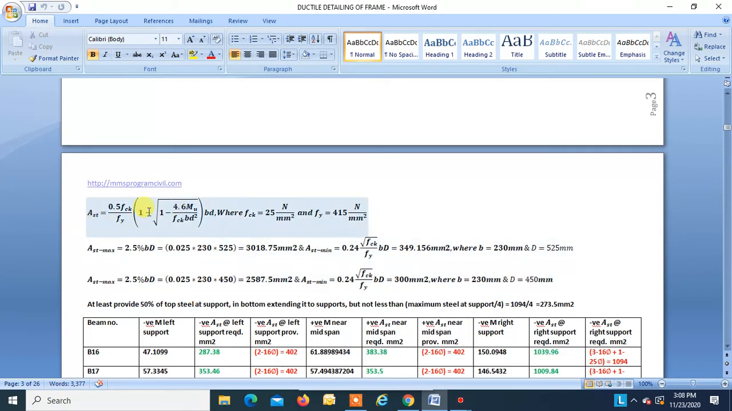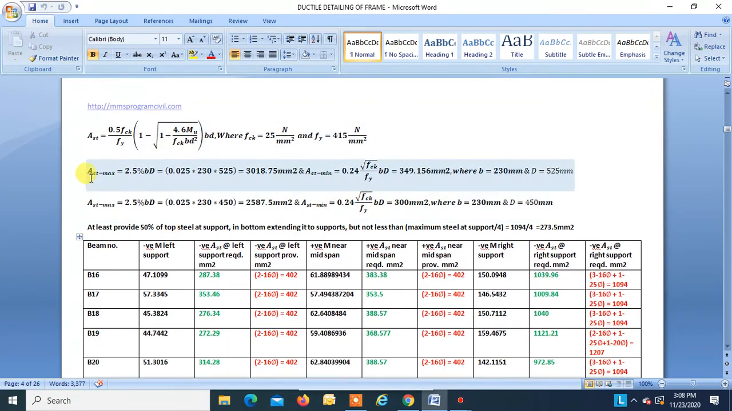Now, this is the formula which can be used for singly under-reinforced rectangular sections. fck is 25, fy is 415. According to the code, Ast max has to be taken as 2.5%. For a beam size 230 by 525 mm, the maximum Ast permissible is 3018, and Ast minimum is given by this formula, and that is 349.156, where b is equal to 230 and d is equal to 525. Similarly, Ast max for beam 230 by 450 mm is 2587.5, and Ast minimum is 300, right?